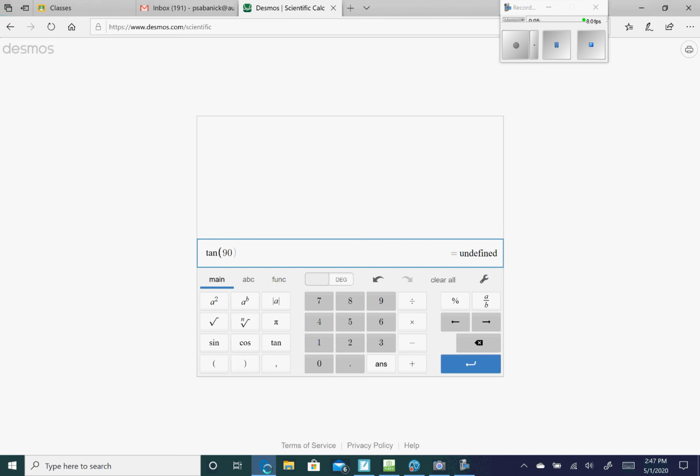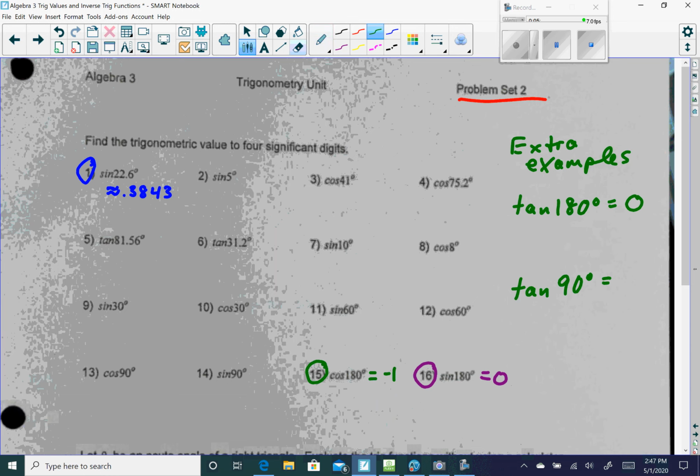Now technically this calculator misuses the equal sign. We never want to say that a value is equal to undefined. Undefined is not a value. So we just want to say tangent of 90 is undefined. If that ever comes up, make sure you write the word "is" and not the equal sign. So tangent of 180 is 0, tangent of 90 is undefined.